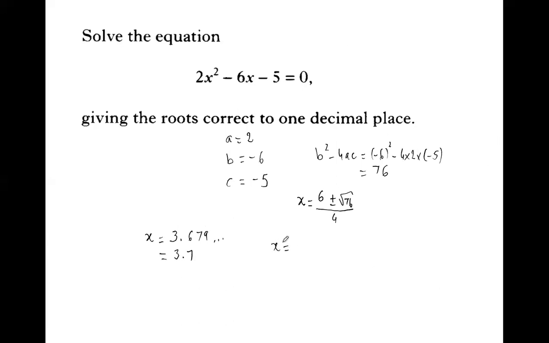My next one is 6 minus root 76, and that gives me negative 0.679, and that is negative 0.7. And you've got all your marks: 1 mark, 2 marks, and third mark to plug it in. So sometimes you would see that given 3 marks. So easy marks to get because you've got your formula inside your formula sheet.